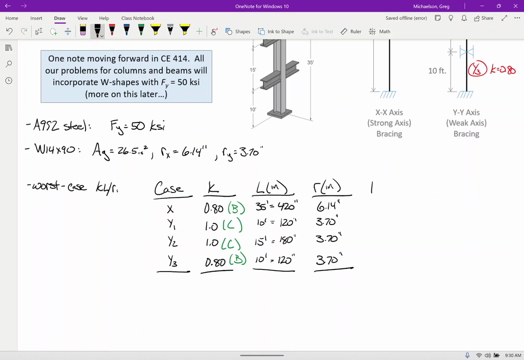Now what we can do is compute a KL over R for each of these. So how do we do this row? 0.8 times 420 divided by that. 1 times 120 divided by that. 1 times 180 divided by that. 0.8 times 120 divided by that. And we're going to make an observation about this here in a second, because I'm sure some of you have a question looming in the back of your head. And the answer to that question is probably yes.